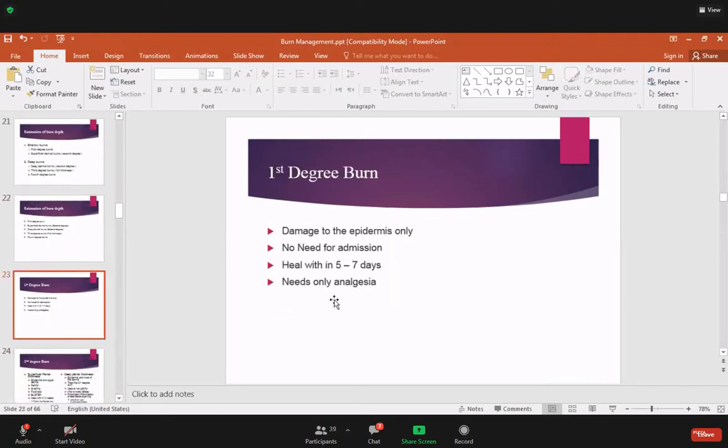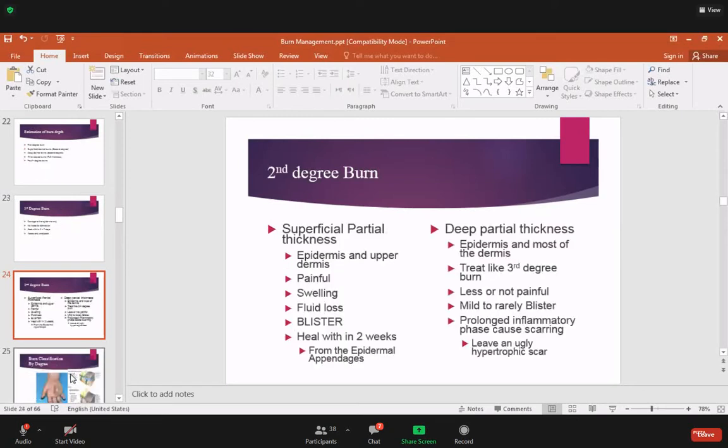Okay. What are the first degree burns? There is damage to the epidermis only. And these patients just present to you with hyperemia. There is redness because of the burn. They don't need any admission. They heal within 5 to 7 days. The only thing you can prescribe them is some painkillers, and there is no scarring after a first degree burn.